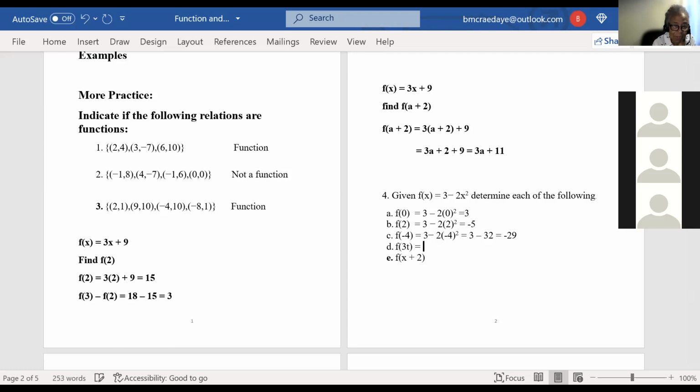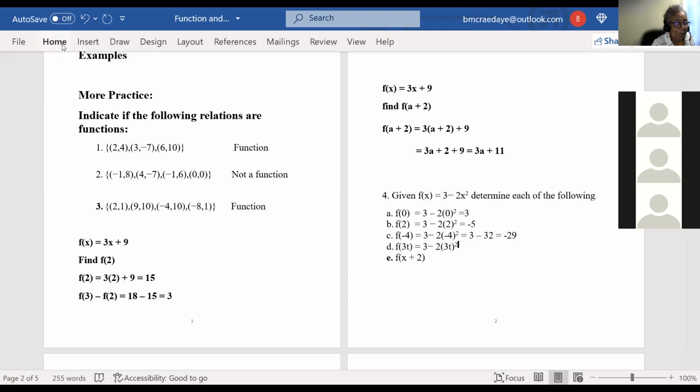F of 3t. Wherever you see an X, you want to put 3t. So let's just copy this. Substitute for X, 3t. So we put this here, and for the X, we put, for the substitute for the variable, 3t. All you do is 3 minus 2 times 3t. So what would that be equal to?